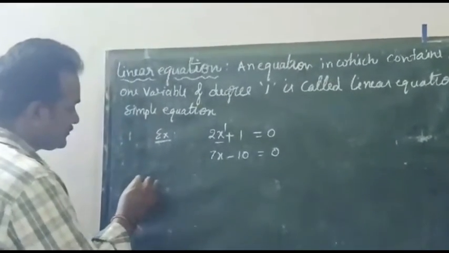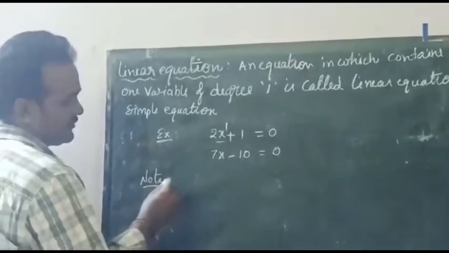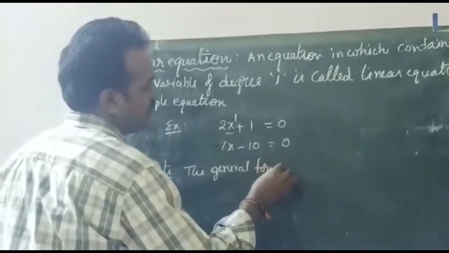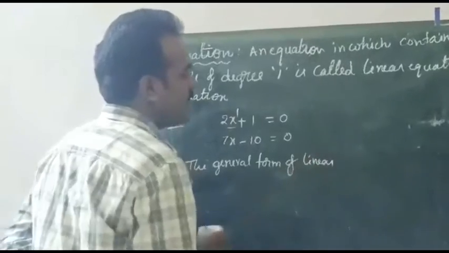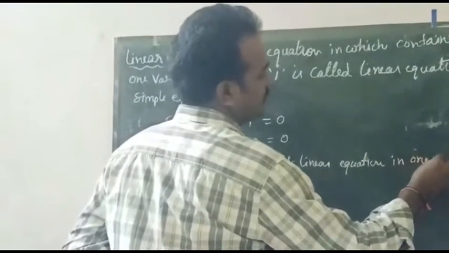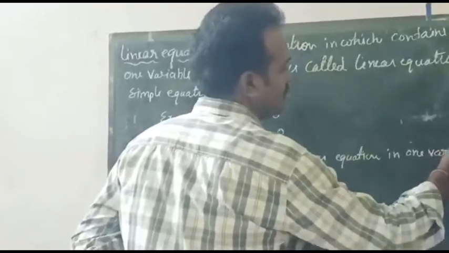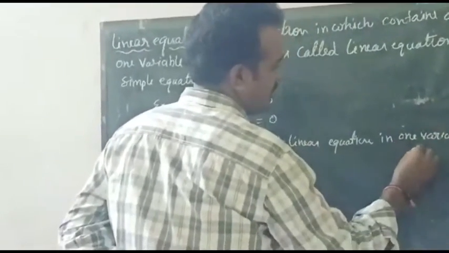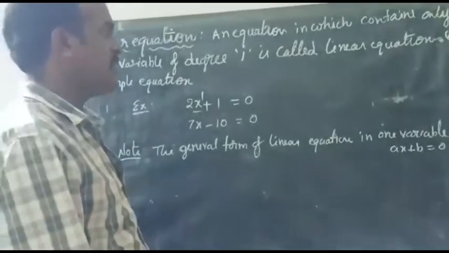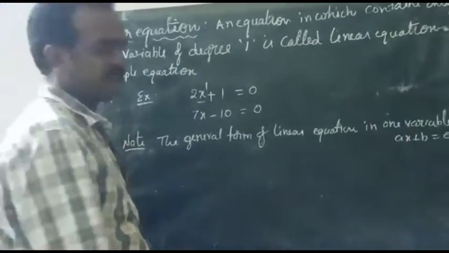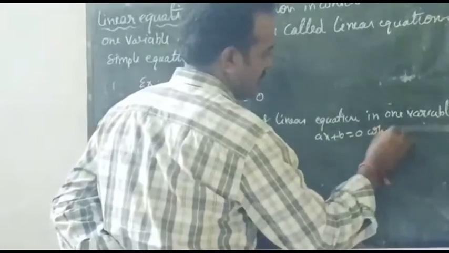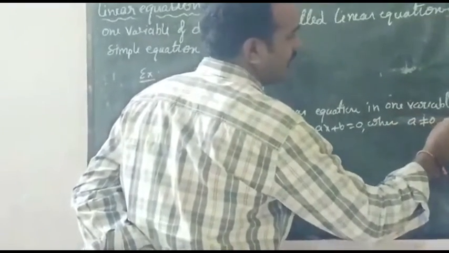Note: the general form of a linear equation in one variable is ax plus b is equal to 0, where a is not equal to 0, and a, b belong to Z.